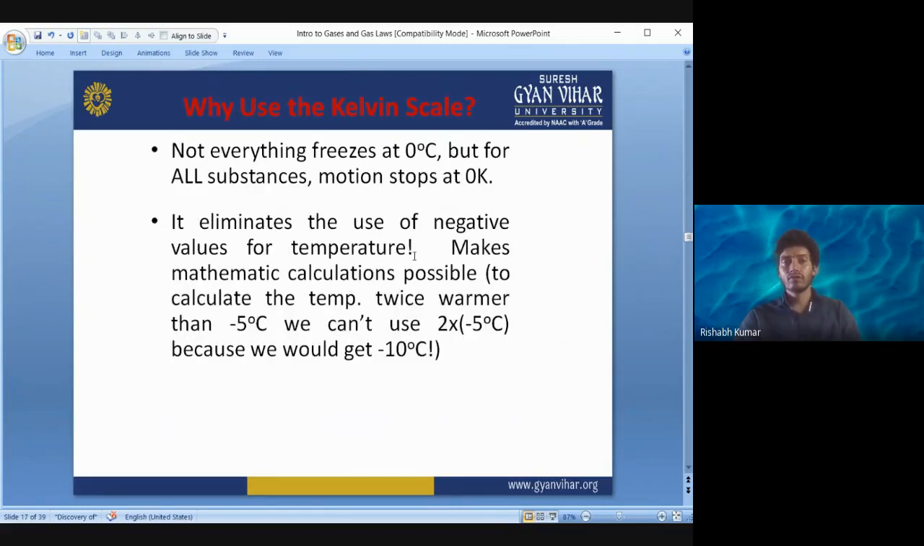So not everything freezes at 0 degrees Celsius. Then why do you call Kelvin absolute? Because theoretically at 0 degree Kelvin all types of motion will cease to exist, right? And everything will freeze. So that is why it is the theoretical absolute zero temperature. That is why the Kelvin scale is known as the absolute scale, because at 0 degree Kelvin there will be no motion, no kinetic energy. Okay, and everything will freeze. Not everything freezes at 0 degree Celsius, but for all substances motion stops at 0 degree Kelvin.